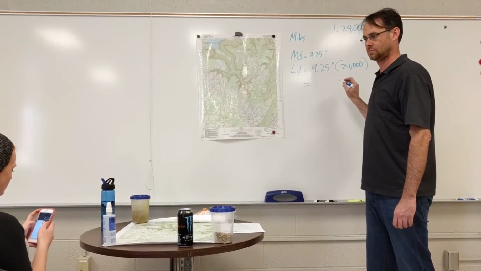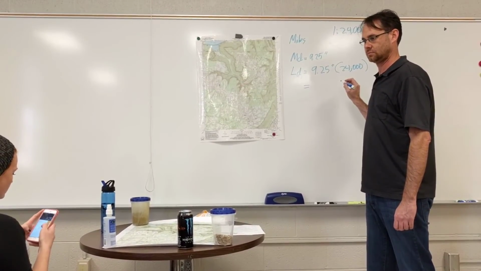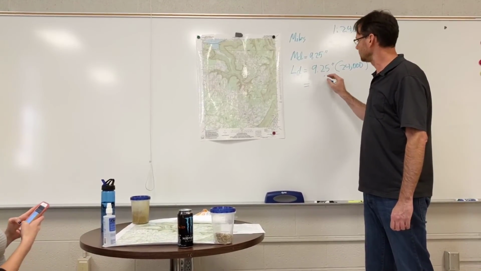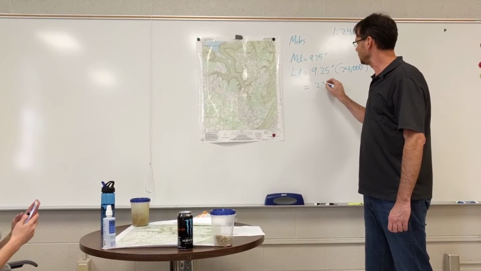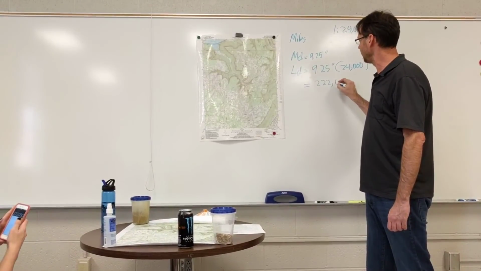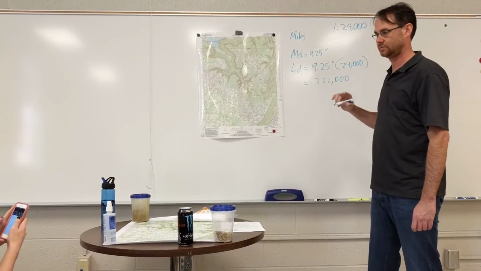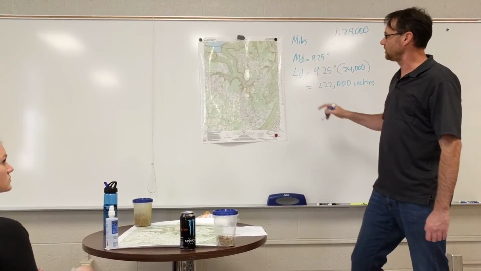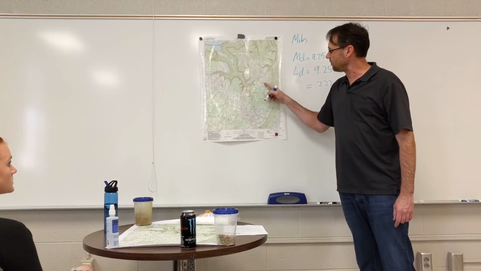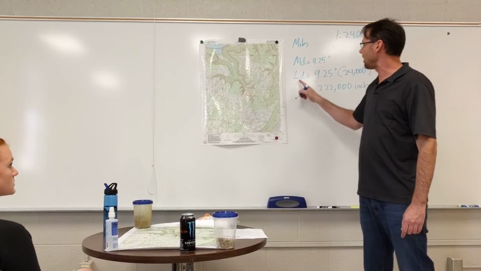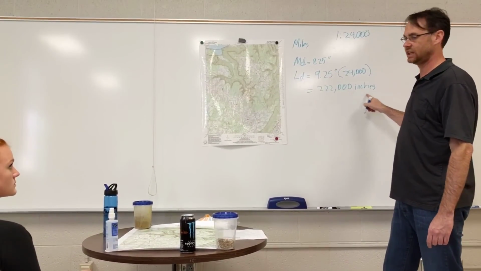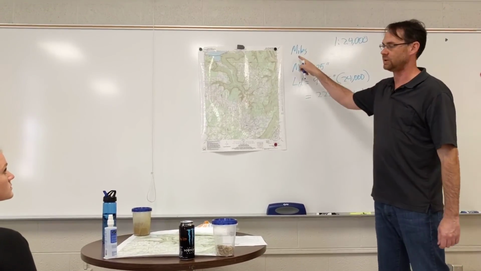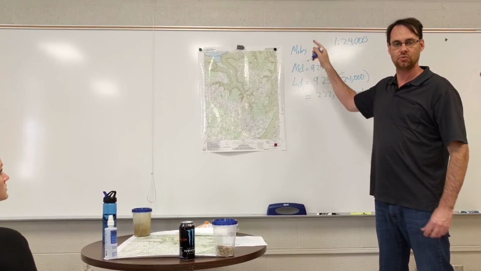9.25 times 24,000. 222,000. 222,000 what? Inches. Inches. All right, so now we know that in a straight line distance from this point to this point, our land distance is 222,000 inches. In the next video, we're going to take these inches and change them into miles so that we get the right unit that we're being asked for.